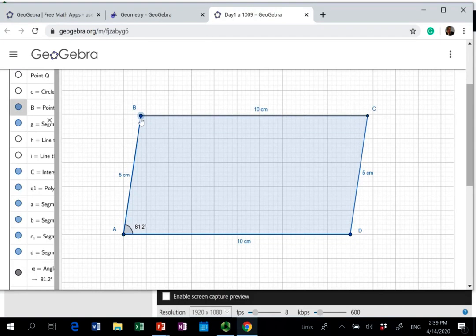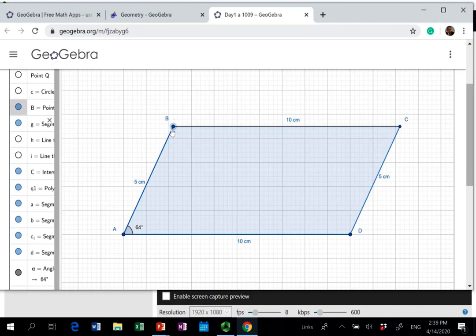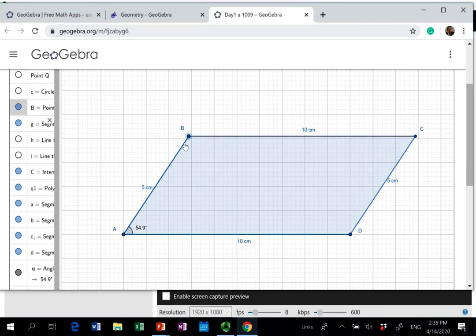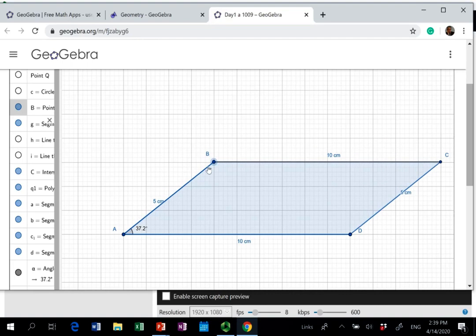Do you think the area is the same? How about this way? Is the area the same? How about this way? So obviously you see the area is changing. Although the perimeter of this shape doesn't change, it becomes flat.